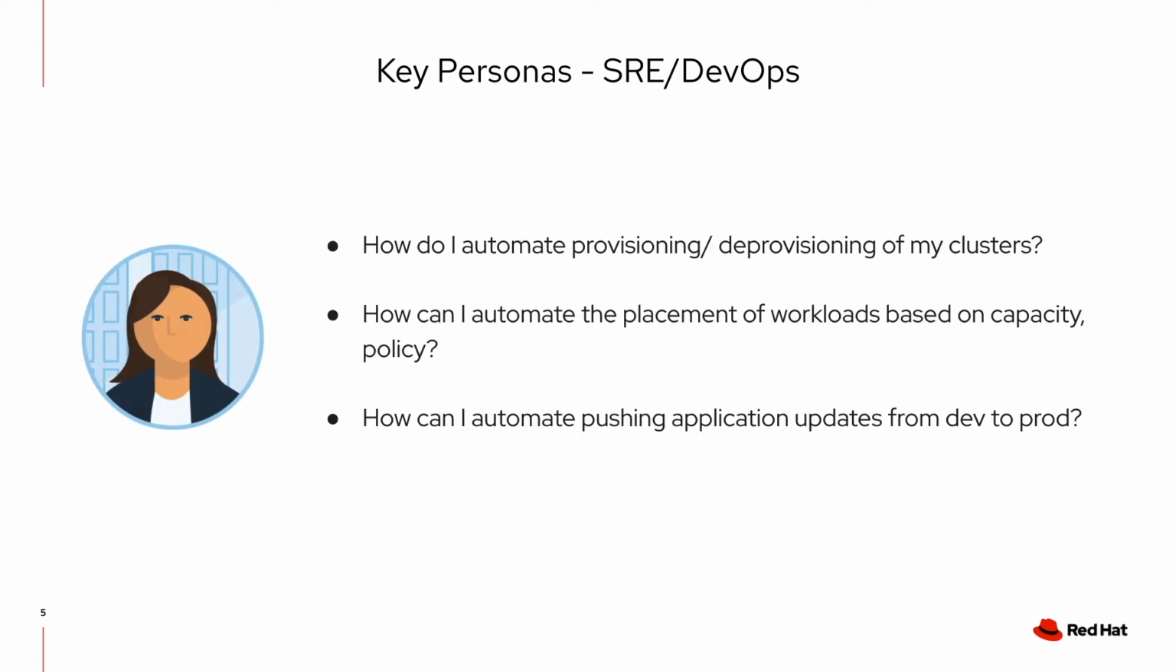The second user type is site reliability engineering / DevOps. They are concerned about the automation of provisioning and deprovisioning of clusters, the automation of placement of workloads based on capacity and policy, and how they're going to push application updates from dev to prod.